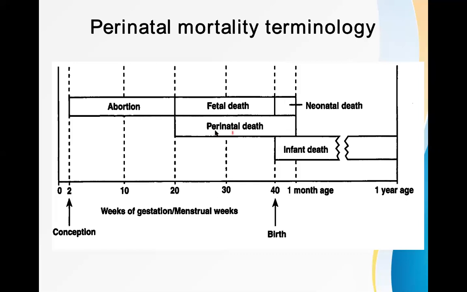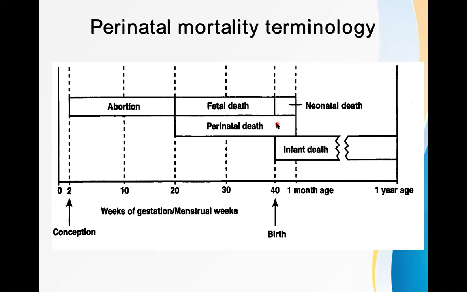these terms are used: perinatal death or fetal death. Now perinatal death is from 20 weeks of gestation till 7 days after birth, or till 1 month of age. So both are considered a part of perinatal death. Fetal death is after 20 weeks of gestation till the birth of the baby. If the baby is born dead, this is called fetal death, also known as stillbirth.